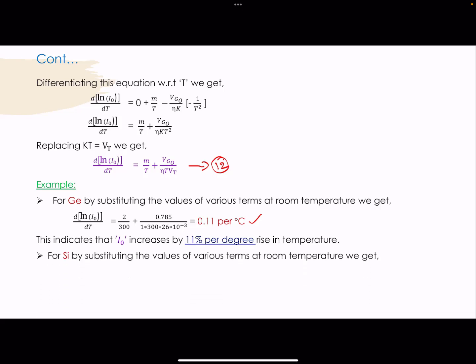Similarly, for silicon, by substituting the values of various terms at room temperature, we get d ln of I0 by dT to be equal to 0.08 per degree centigrade. This indicates that I0 increases by 8% per degree rise in temperature.